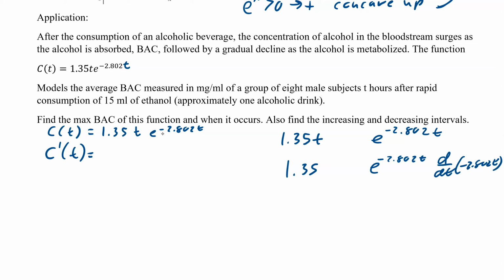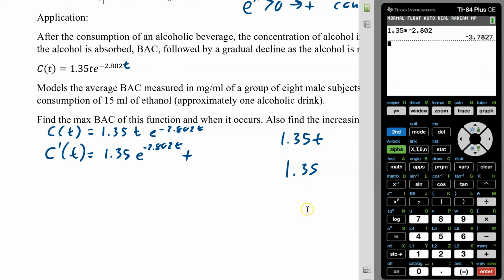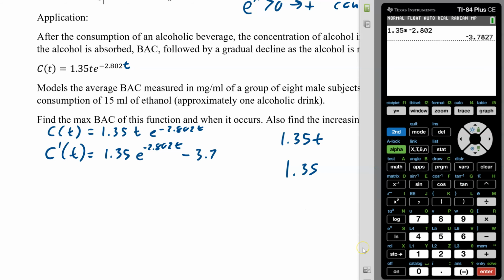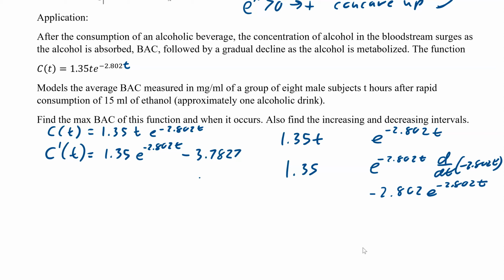You don't have to write that. We already know it's negative 2.802. So it's negative 2.802 e to the negative 2.802t. And then we do our little cross multiply. So 1.35, and again we just rewrite, plus, and then it's this one times this one. So negative 2.802 times 1.35t. That multiplied is negative 3.7827. So that was just the coefficients, and then we have a t, and then we have our e.